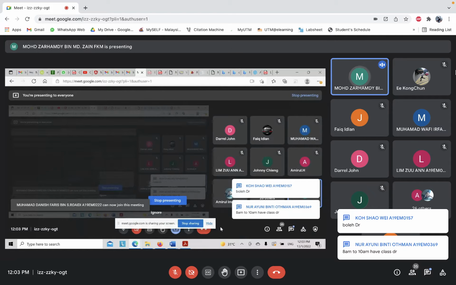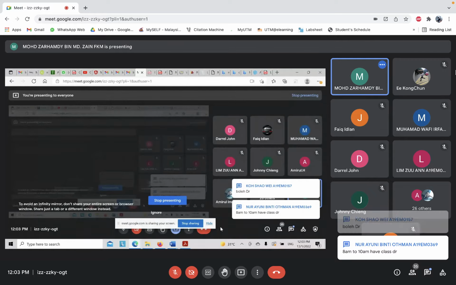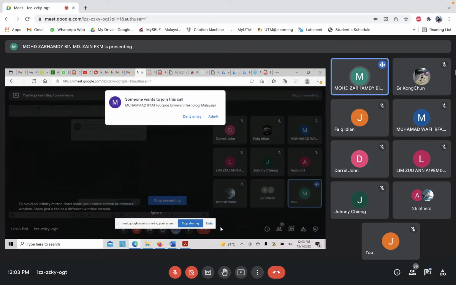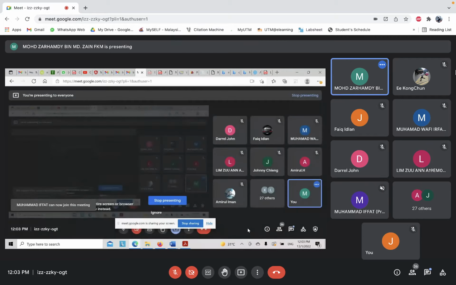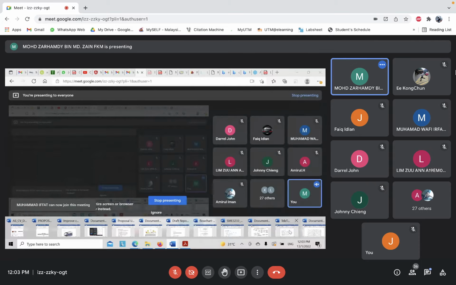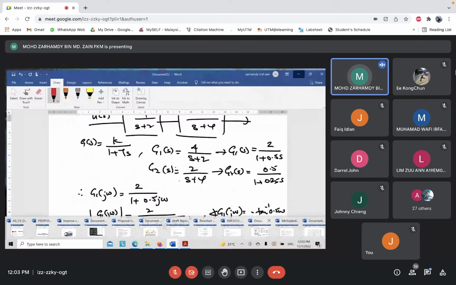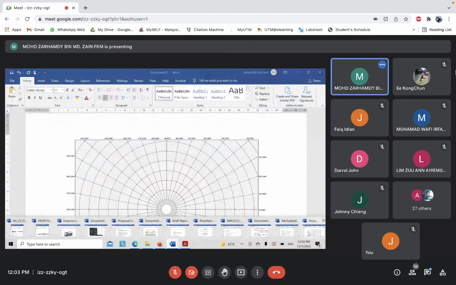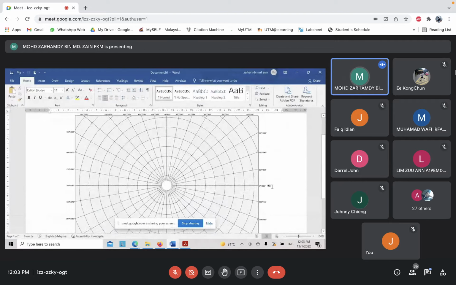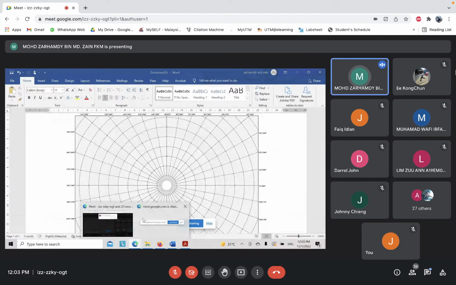Boleh. 8.10 have class. Oh. You ni ada kelas pula. Okay dah. Petang dia petang. Okay, tak apa. Kita fokus dulu. Apa saya nak buat ni. Okay. Alright. Okay, kelas. Sekejap. Ada lagi tak? Datang.